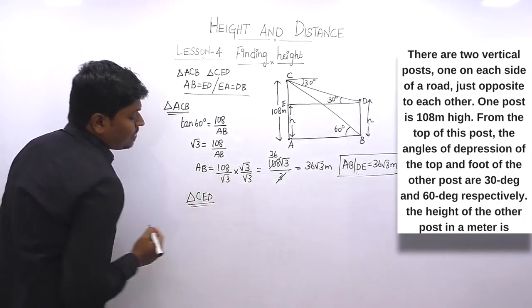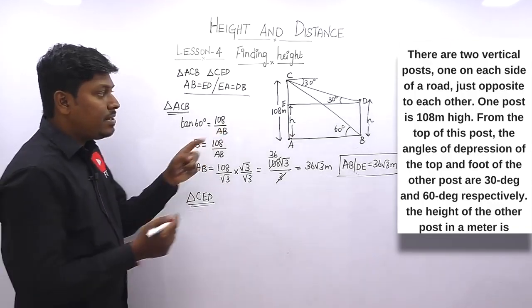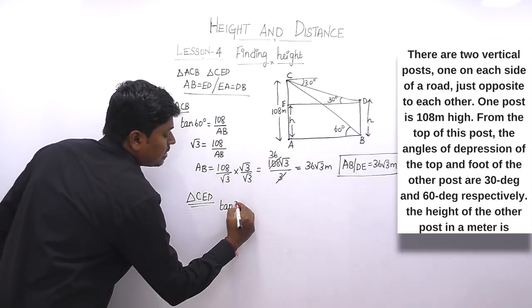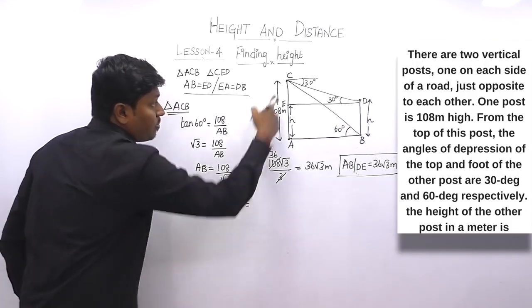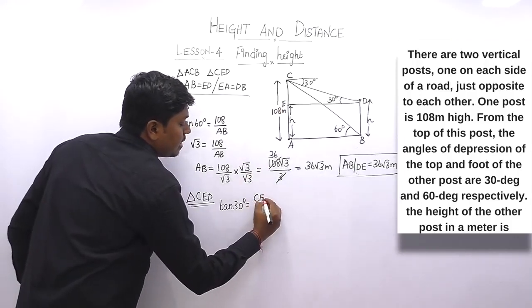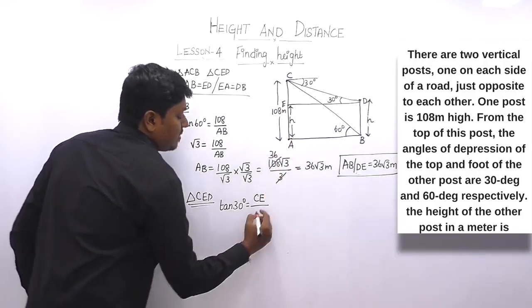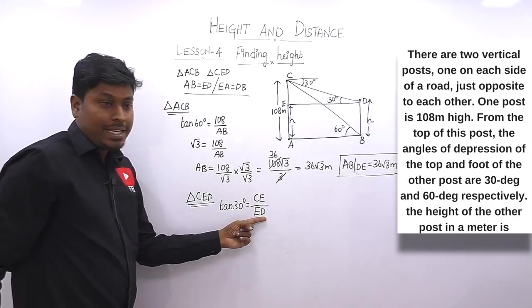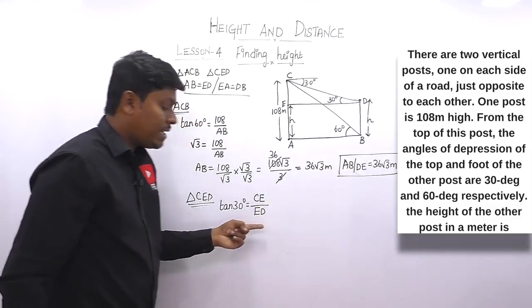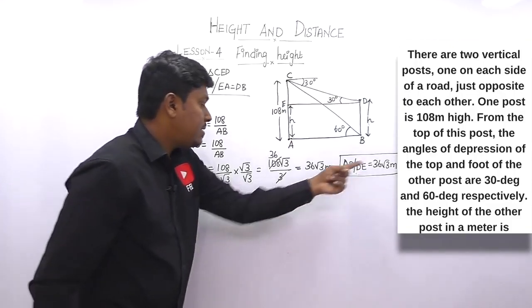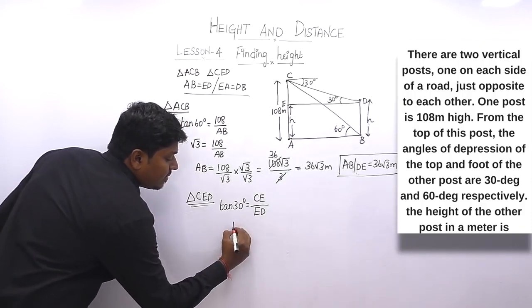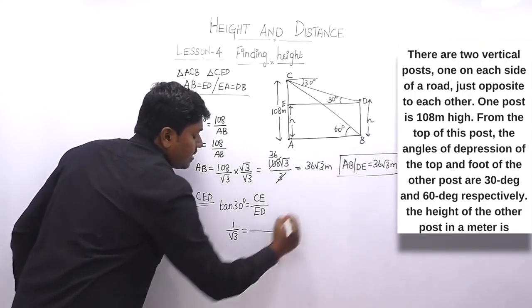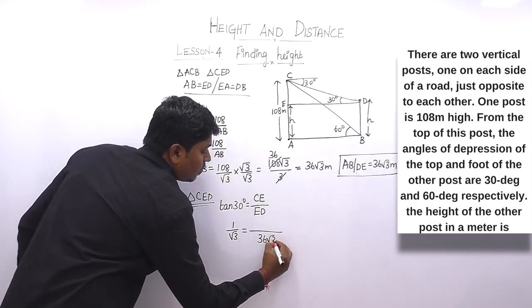When you take the second right angle triangle CED, where the angle of elevation is 30 degree, tan 30 degree is equal to opposite, so opposite will be CE, divided by adjacent, so adjacent will be ED. So friends, listen here. We already know the value of ED, because ED and AB both are equal. So ED will be 36 root 3 meter. So tan 30 degree, which is 1 by root 3, is equal to CE by ED, and ED will be 36 root 3 meter.